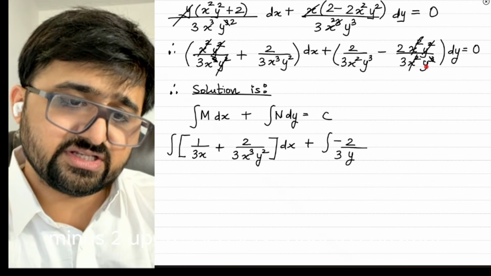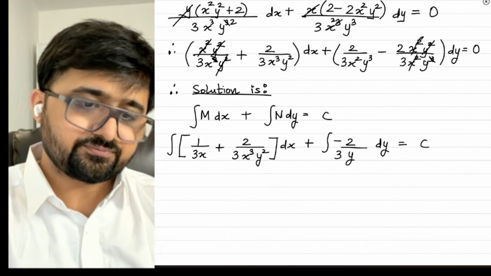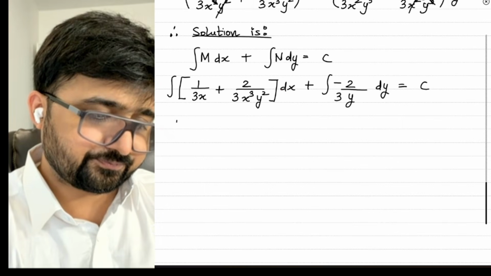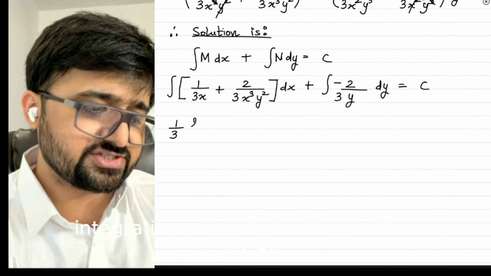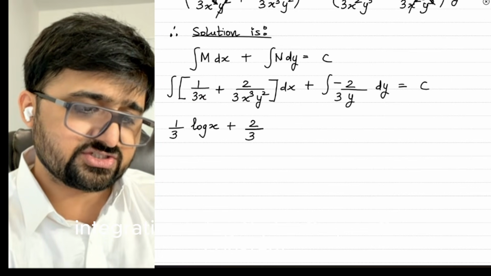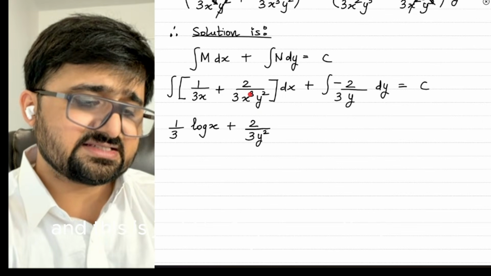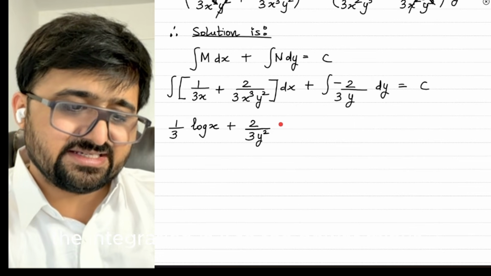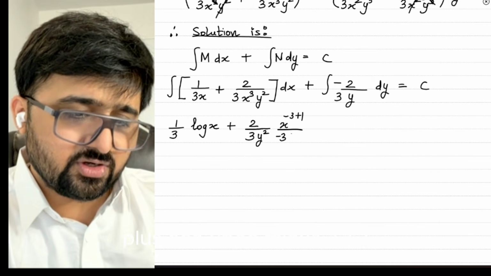Minus 2 upon 3y dy is equal to constant. Now just integrate that with respect to x. So we have 1 upon 3 is constant, 1 upon x, integration is log x, plus 2 upon 3 is constant, even y square is constant. And this is just like 1 upon x to the power 3, which is x to the power minus 3. The integration is x to the power minus 3 plus 1 upon minus 3 plus 1.